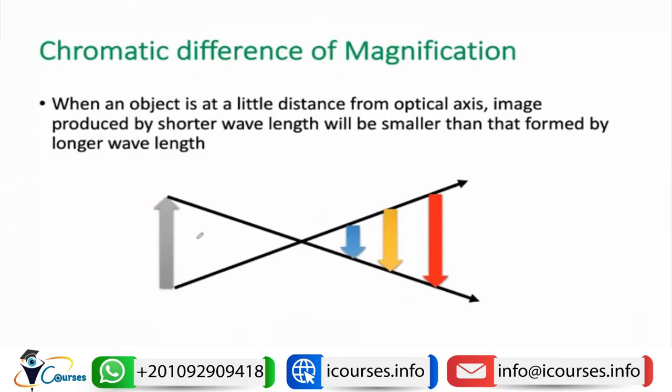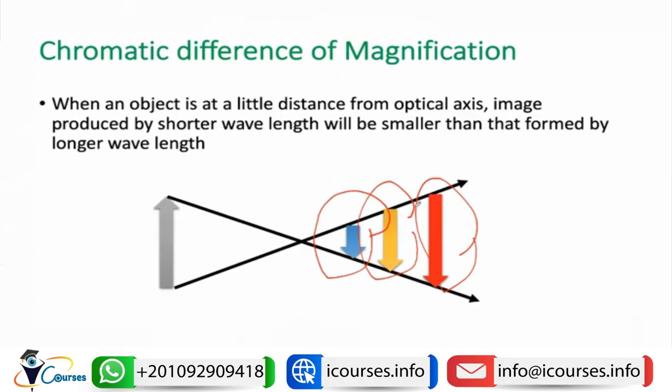Let's see this example. This is what's called the chromatic difference of magnification. If we see a target, and this target emits light rays that enter the eye, this will form a blue, yellow and red image. So as you can see, since the blue is closer toward the lens and the cornea, the blue image will be smaller, and since the red image will be farther, the far image will be larger, and the yellow image will be of the exact size of the image of the object.